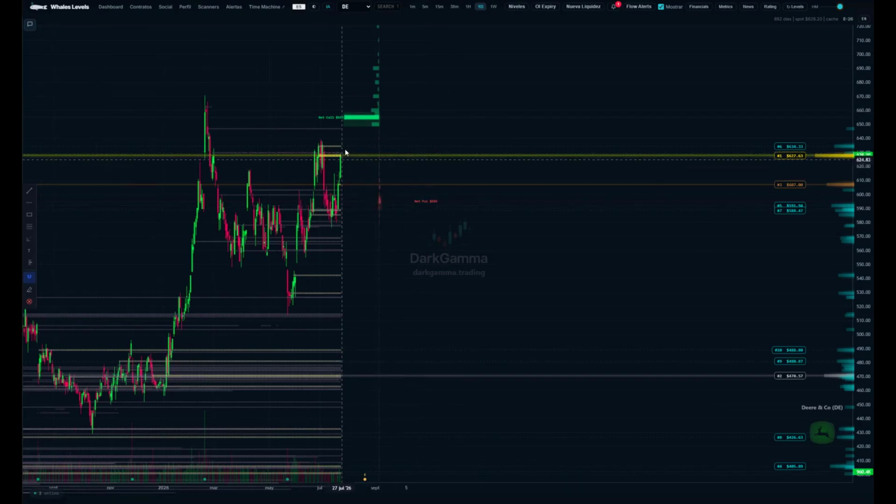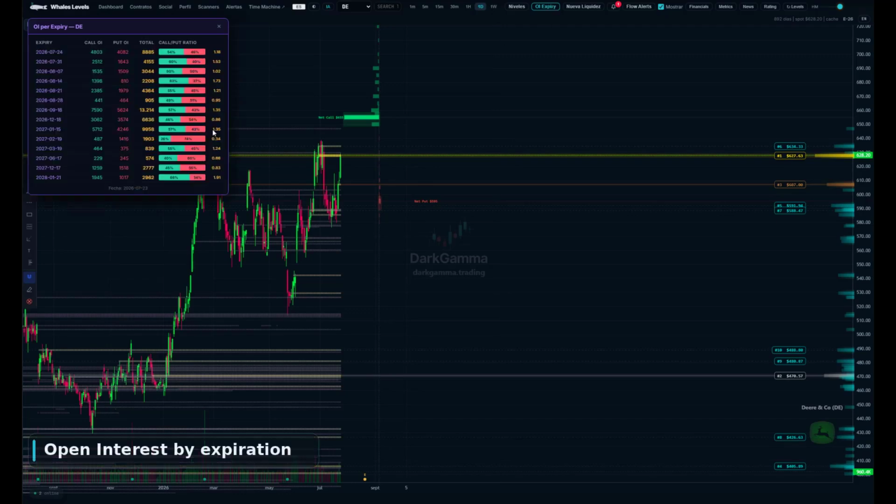Is price heading up or down? Liquidity alone won't tell you. You have the call wall at 655. And price will likely seek that zone. What else do we have? Open interest. By expiration, it's loaded on calls, except for the February expiration, which leans puts.